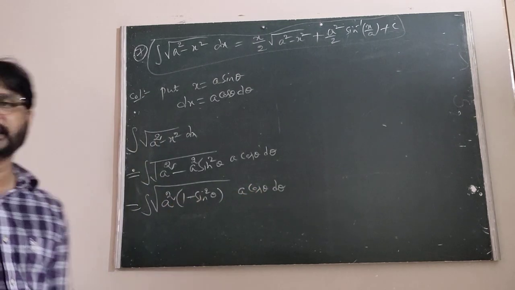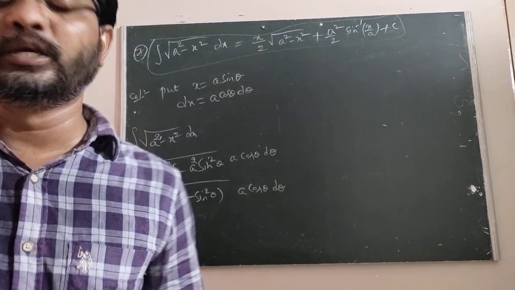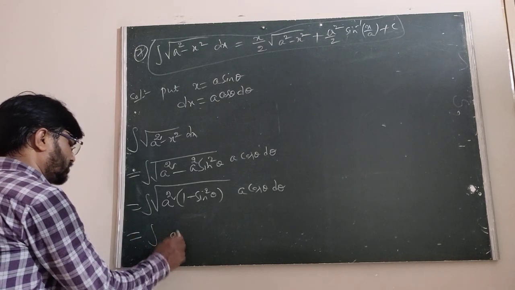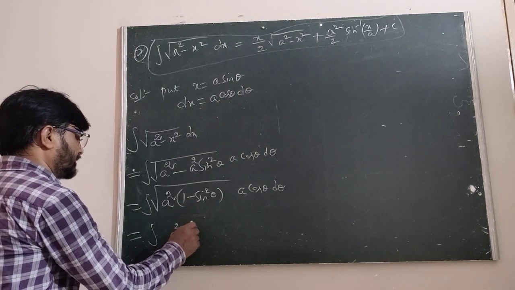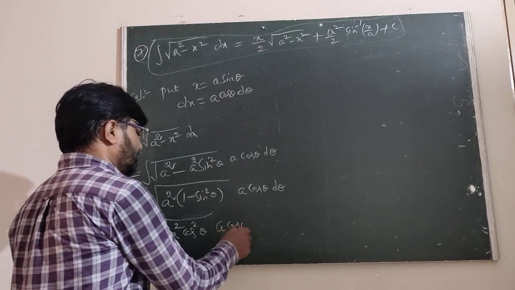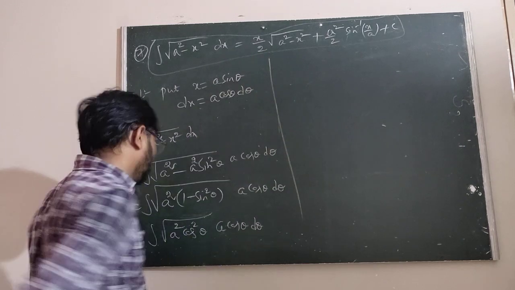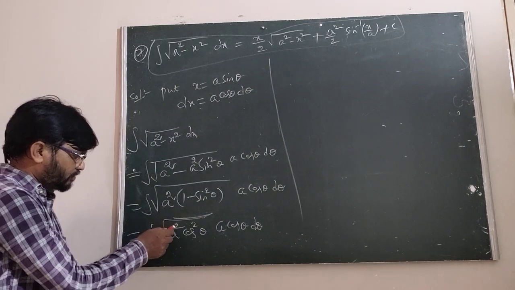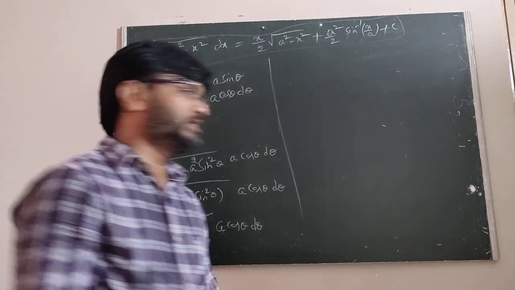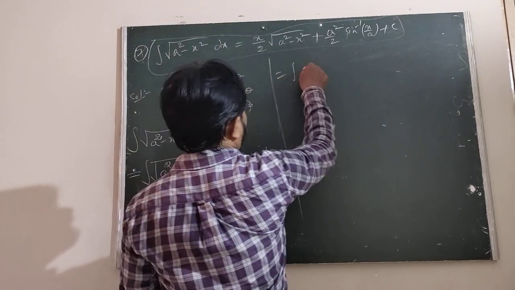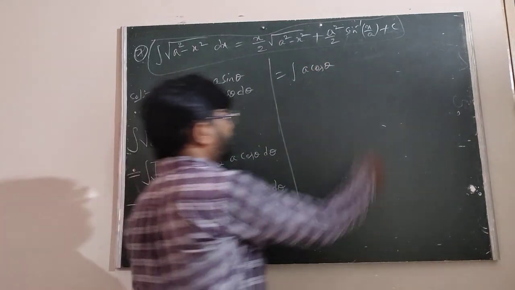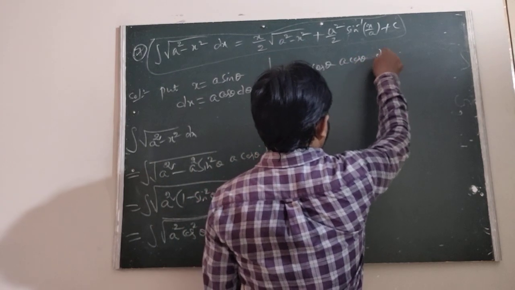Now we know that 1 minus sin square theta is cos square theta. Therefore, now we can write a square times cos square theta under root, and the remaining is a cos theta d theta. Here the square root and the a square cancel. Therefore, what is the remaining here? a cos theta. Therefore, the integral of a cos theta into a cos theta into d theta.